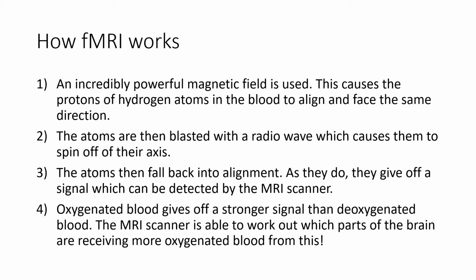Now the functional part comes from the fact that oxygenated blood gives off a much stronger signal than deoxygenated blood does. And because of that, the MRI scanner is able to work out which parts of the brain have more oxygenated blood, and therefore we can tell which parts of the brain might be more active.